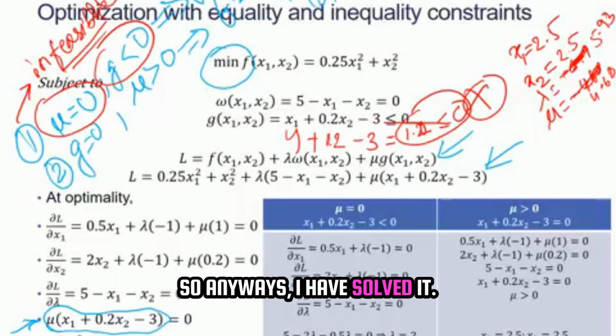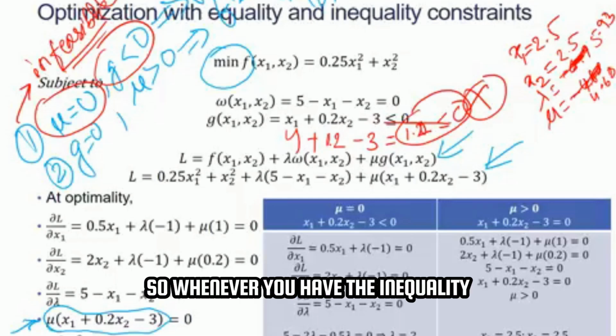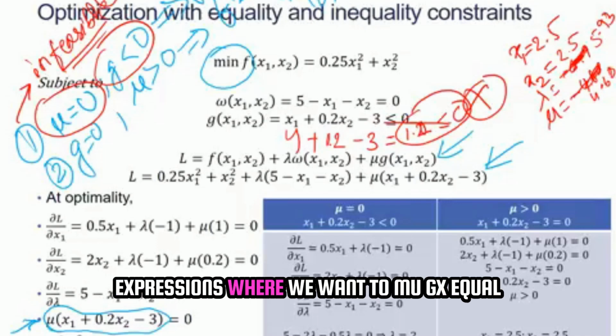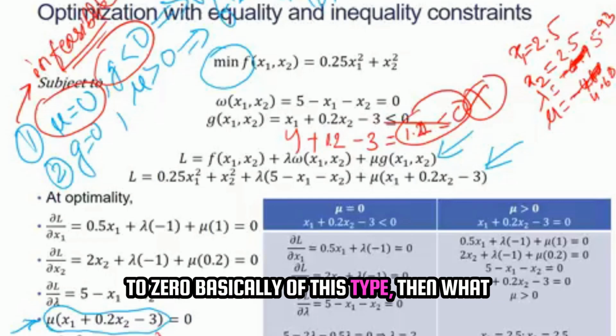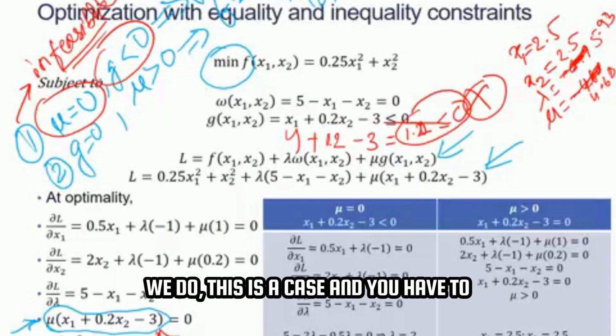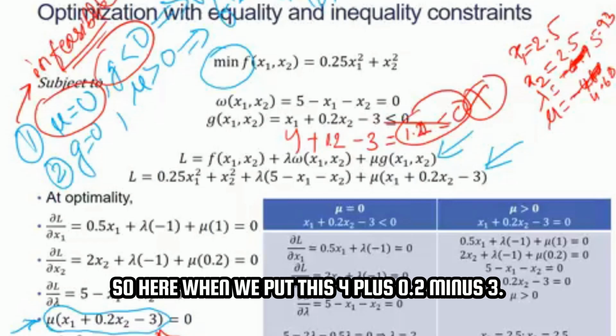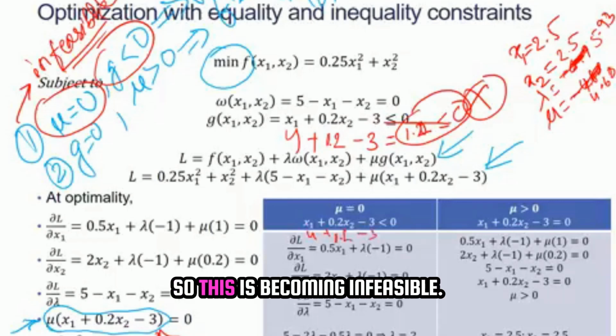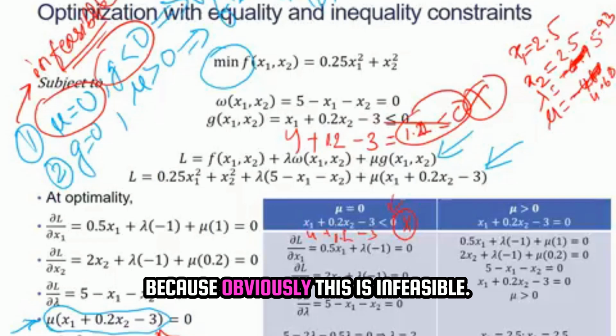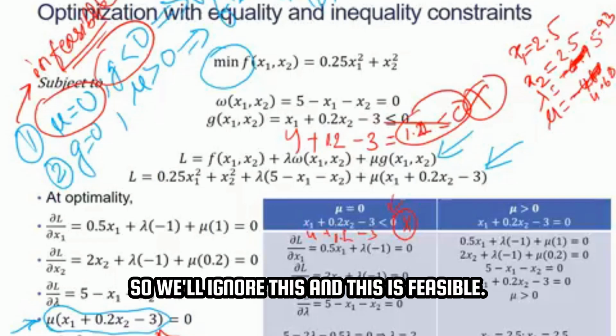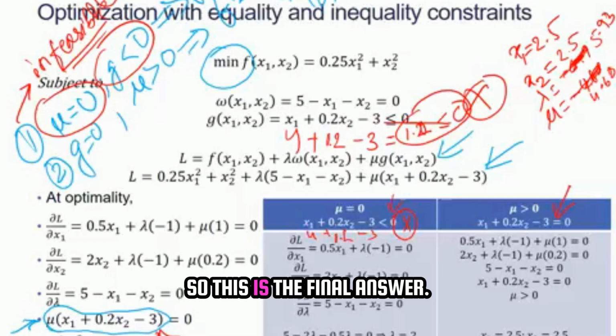So anyways, I have solved it. Whenever you have inequality expressions of this type, where we want mu g(x) equal to 0, this is a case, and you have to solve all these cases to get all the answers. So here, when we put this in, 4 plus 0.2 minus 3, this is becoming infeasible. So basically this is of no use because obviously this is infeasible, so we'll ignore this. And this is feasible, so this is the final answer.